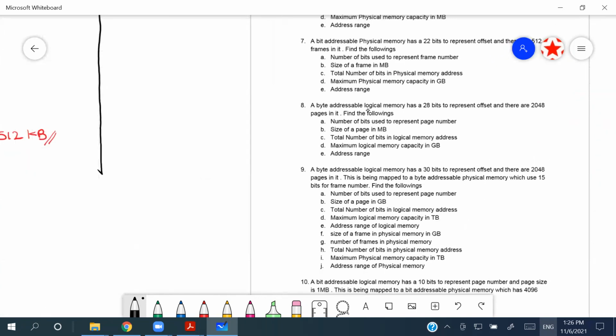28 bits represent the offset, 2048 pages. Okay. All right. Yes. Okay, it's a byte addressable one. Yes. Okay. Yes. 39. Yes. All correct, Lalindi.